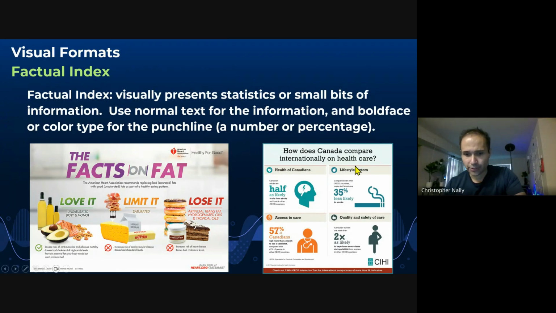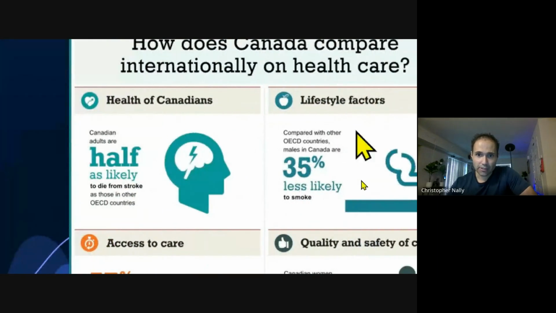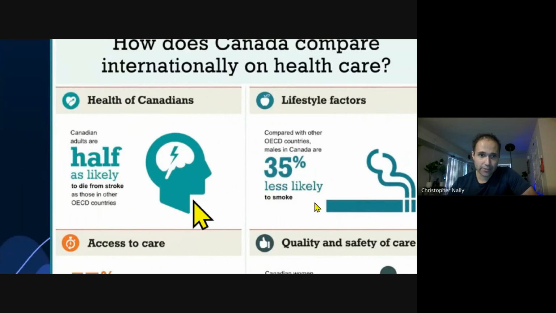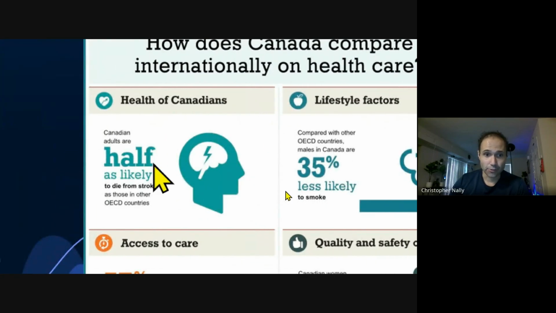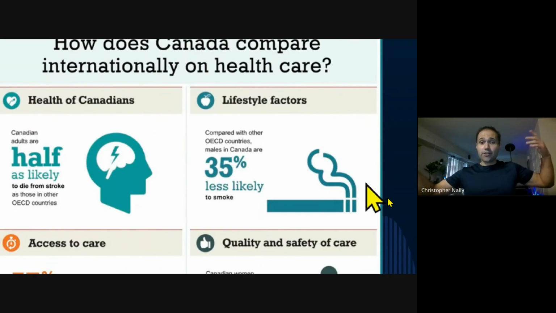So the example on the right here is a common one. I'm going to zoom in a little bit here. So pretend this is a facts box, right? But it's not. It's a factual index. What makes this a factual index is notice how half as likely is larger. It's also the same color as that iconography right there. That is what a factual index is doing. It's emphasizing certain statistics or points or key bits of information in a larger data set. So 35% less likely right there.